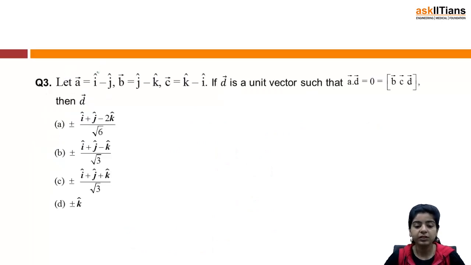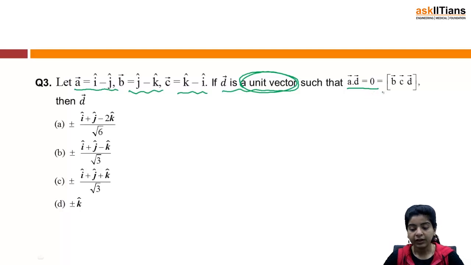Next question that we have is, let A is i minus j, B is j minus k and C is k minus i. If D is a unit vector such that A dot D is 0, and that is equal to the scalar triple product of B, C, D also, then D vector is equal to what? Okay, so we are required to find out the D vector and we are given that it is a unit vector plus we are given 2 more conditions.